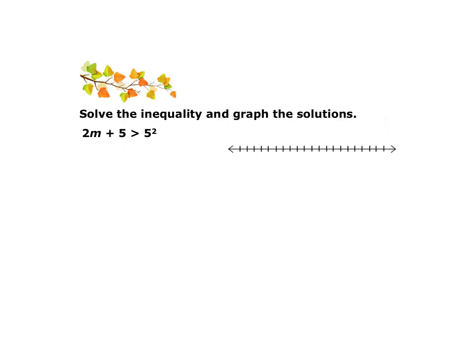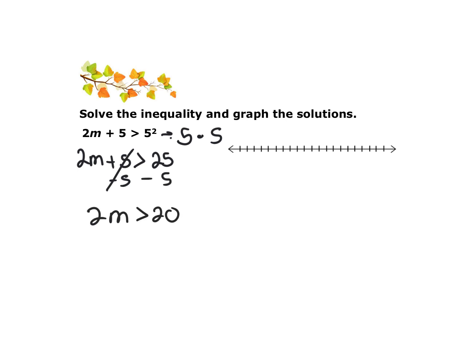In order to start for this one, we want to simplify the right side, which is 5 squared. So we can go ahead and do 2m plus 5 is greater than 25, because 5 squared is just 5 times 5. Just as a reminder, this looks like this. Oh, that is terrible. It looks like this. 5 times 5. So afterwards, we're going to subtract the 5 on both sides, which is 2m is greater than 20. I then go ahead and divide both sides by 2, which gives me that m is greater than 10. It's going to be an open circle, and it's going to look to the right.